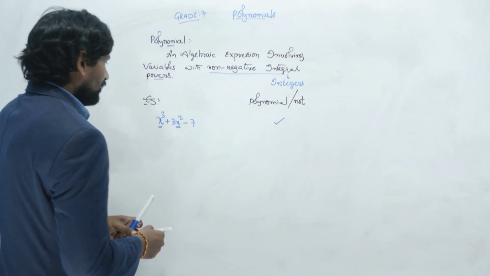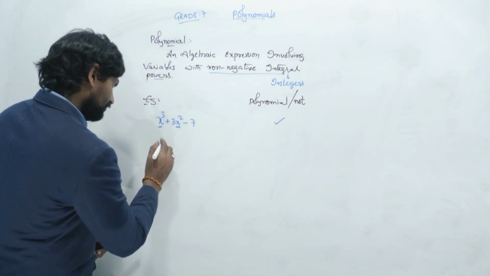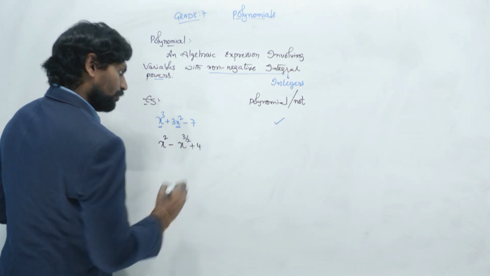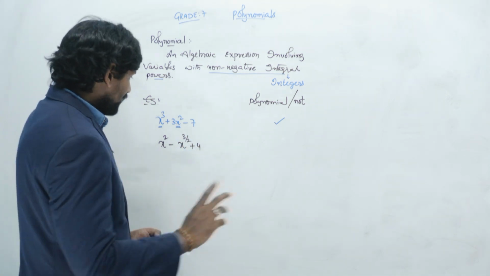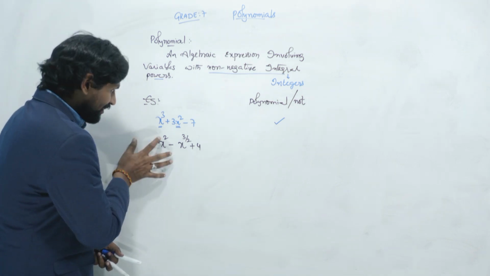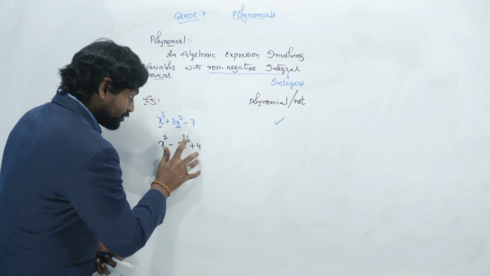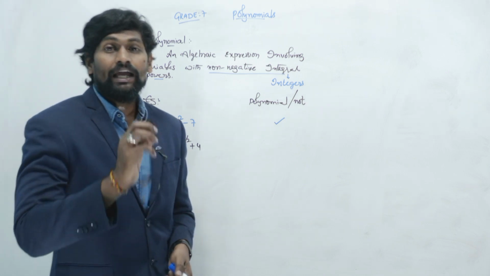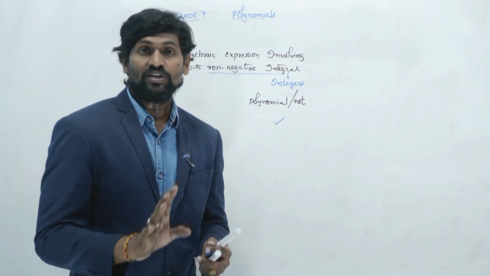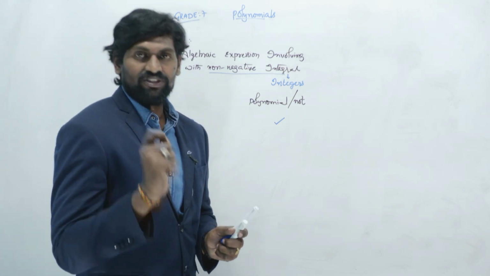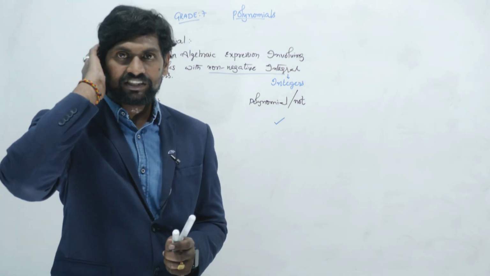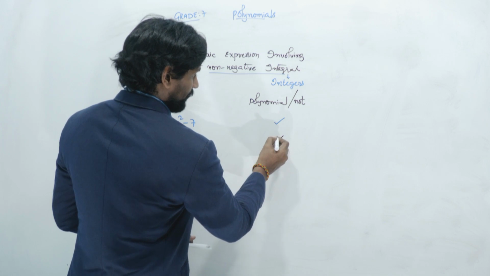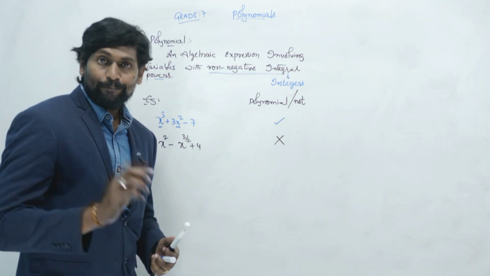Now let us take one more example: x square minus x power 3 by 2 plus 4. It is also an algebraic expression. While you are observing, the first term has a positive integer power, but the second term does not. According to the definition, the power must be an integer, nothing else. We are not able to take any real or imaginary numbers as powers; only positive integers or non-negative integers. Now here 3 by 2 is not an integer, so it cannot be a polynomial.